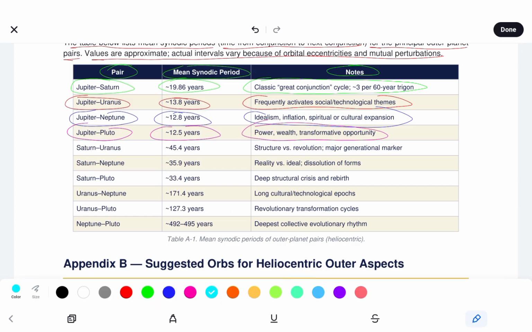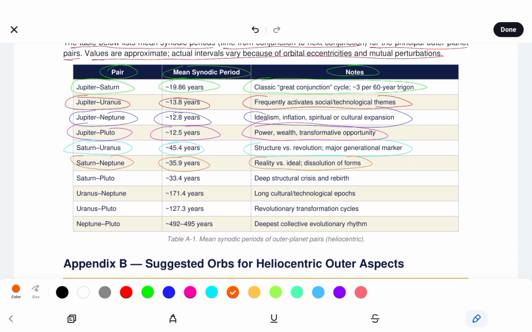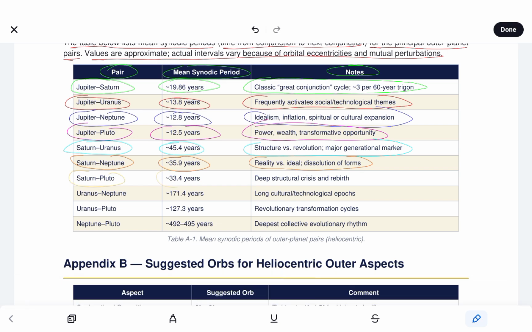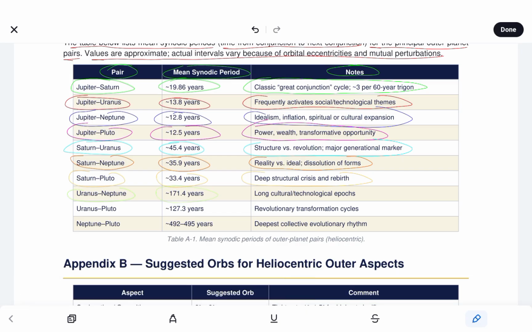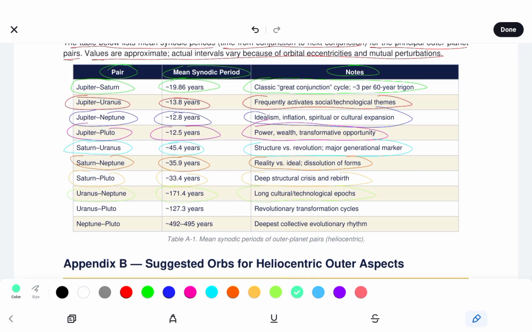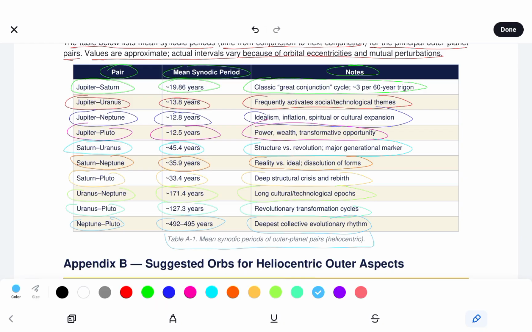And we see Saturn-Uranus, 45 years, structure versus revolution, a major generational marker. Saturn-Neptune, 35 years, reality versus ideal, dissolution of forms. Saturn-Pluto, 33 years, deep structural crisis and rebirth. Uranus-Neptune, 171 years, long cultural tech epochs. Uranus-Pluto, 127 years, revolutionary transformation cycles. And we see Neptune-Pluto, 492 through 495 years. So, mean synodic periods of outer planet pairs for heliocentric viewing.